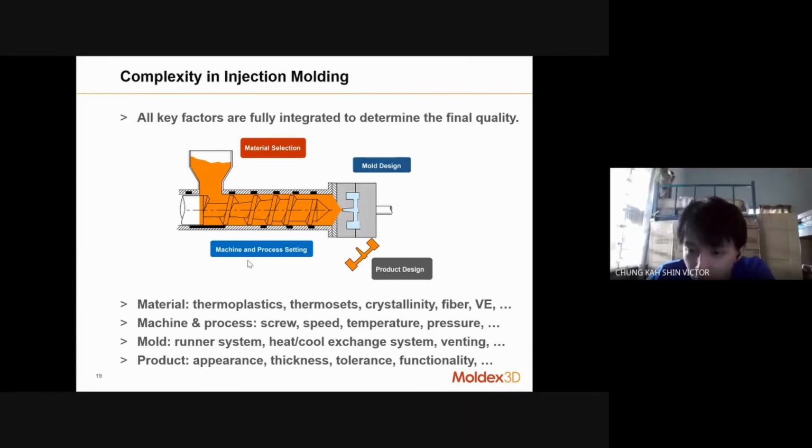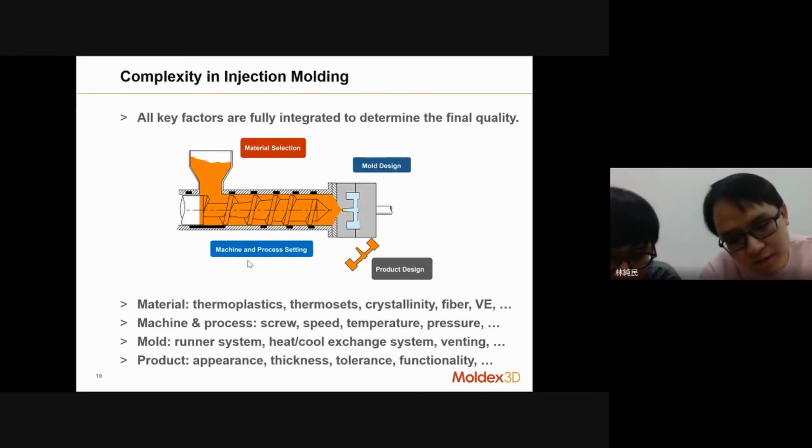There are some follow-up questions. Do the injection molding machine model and size affect the simulation results? Okay, yes, the answer is yes. As for which parameters of the machine affect the simulation most, we have some parameters.